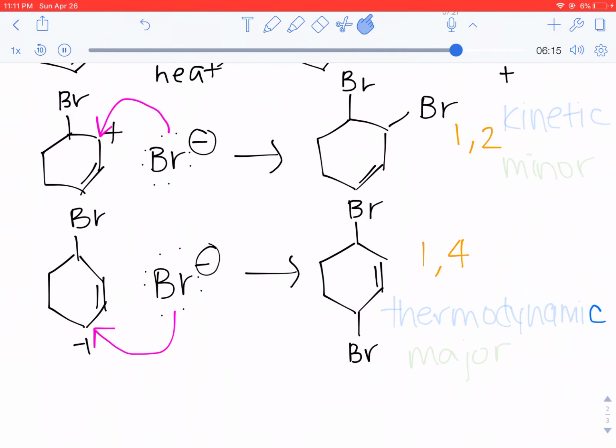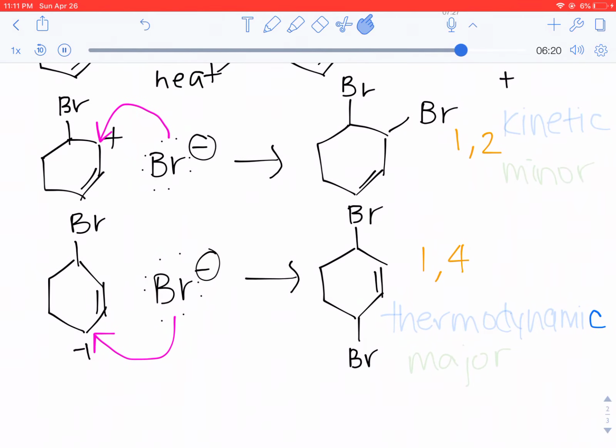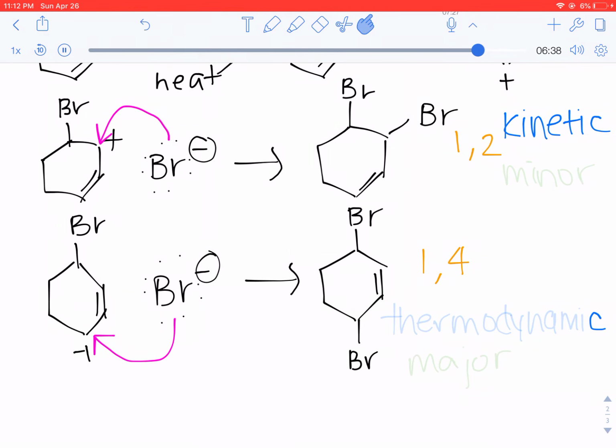Now, using what we learned before, we can determine the kinetic and the thermodynamic products. The first product formed from the first original carbocation, which means it had a lower activation energy, making it the kinetic product. Now, when we have to determine the thermodynamic product, we look at the stability of each product. The second product, the 1,4 product, is more stable, so that makes it the thermodynamic product.